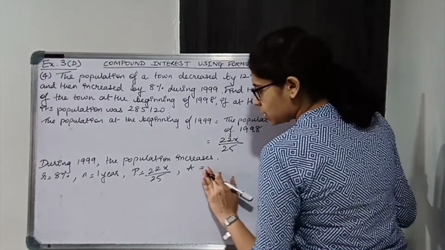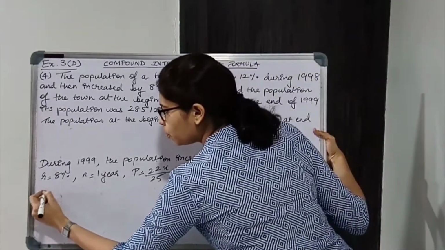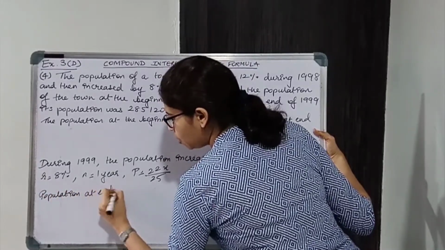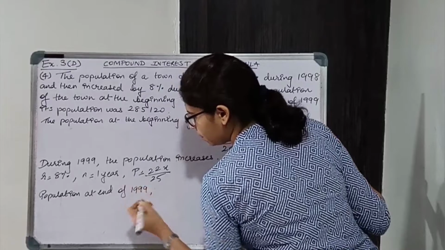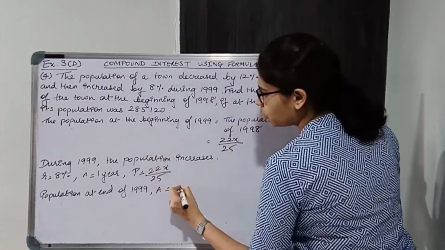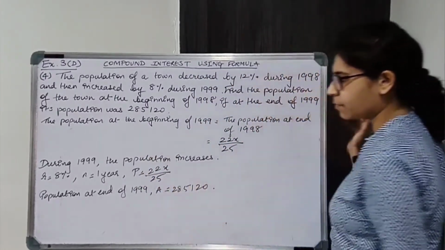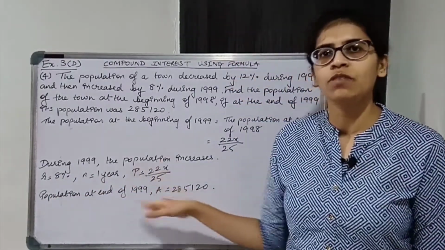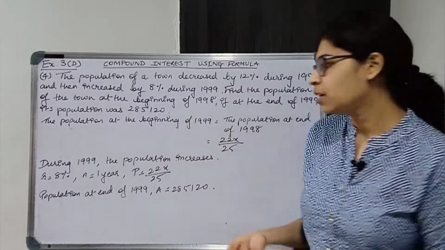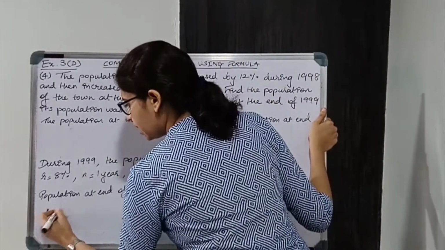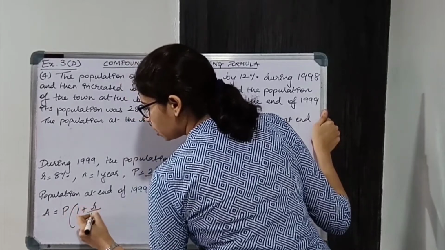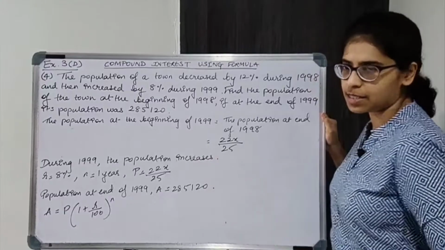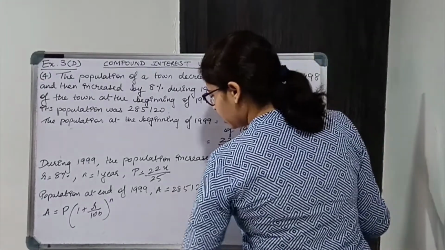So just write down the full thing, population at end of 1999, that is A is equal to 285120. We know A, we know R, we know N, and P in terms of X. On solving, we'll get value of X. Okay, so A is equal to P into 1 plus R upon 100 raised to N. Okay, why plus? Because population is increasing.